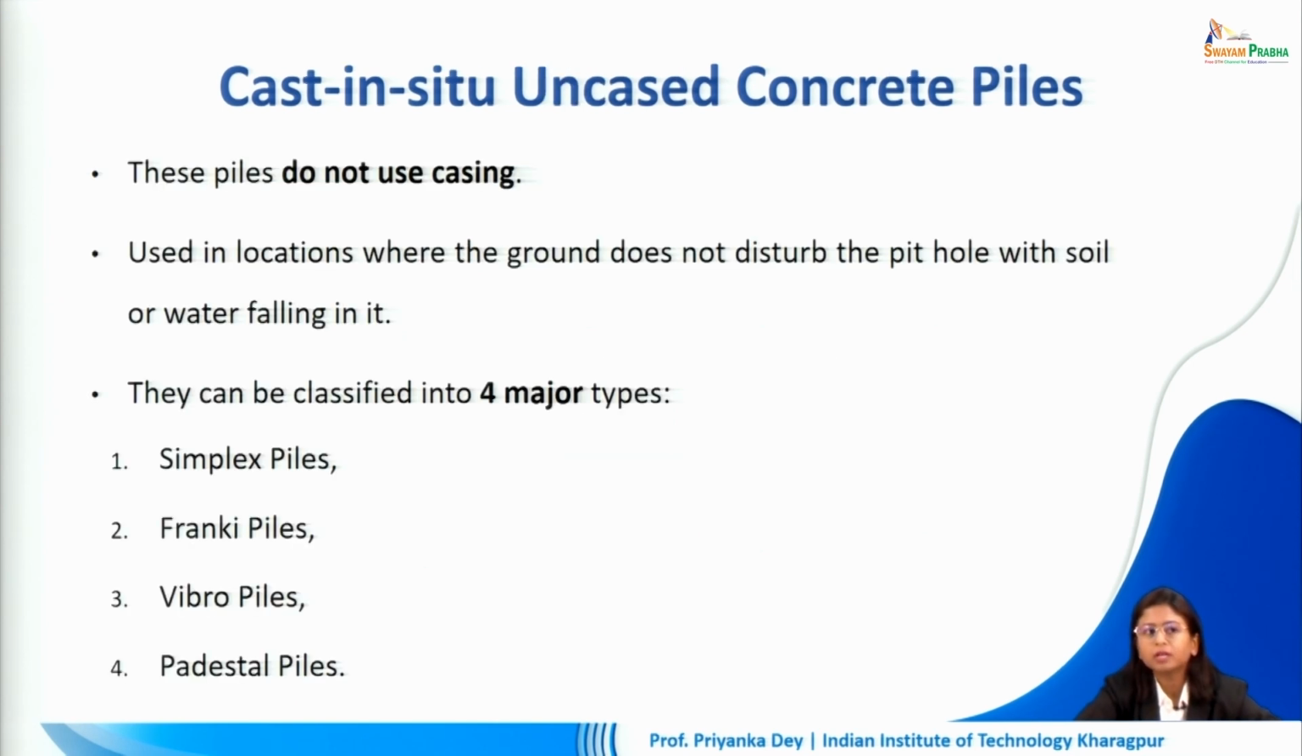Category of uncased concrete pile. Now these piles do not use casing. It is used in locations where the ground does not disturb the pit hole with soil or there is no chance of water falling in, and there can be major 4 categories: simplex pile, Franke pile, vibro pile and pedestal pile.